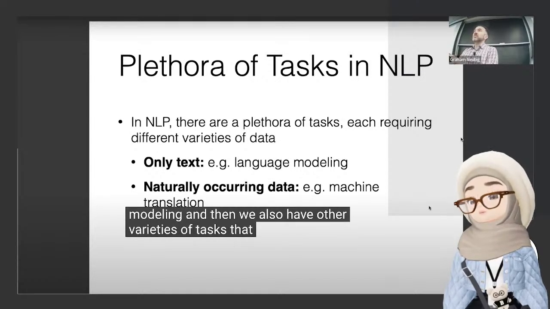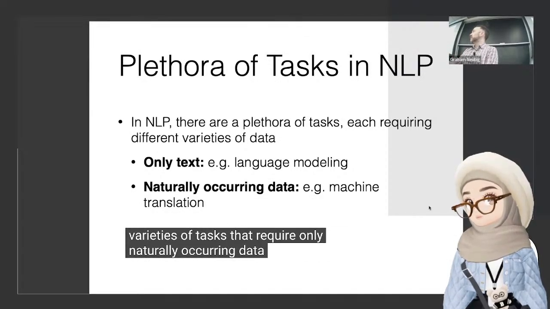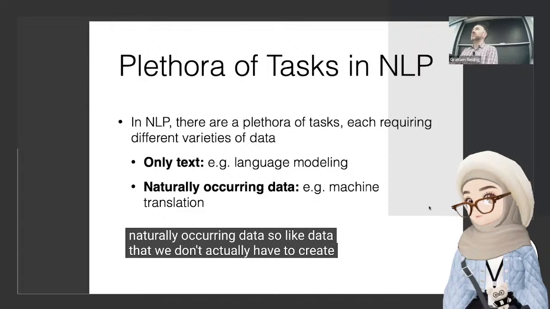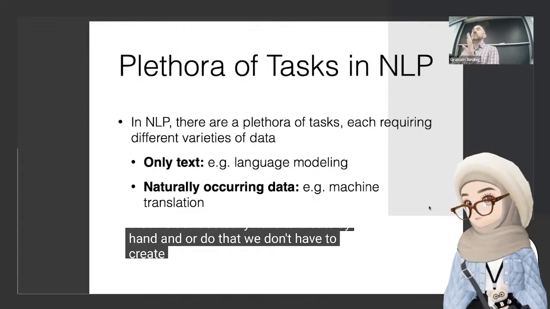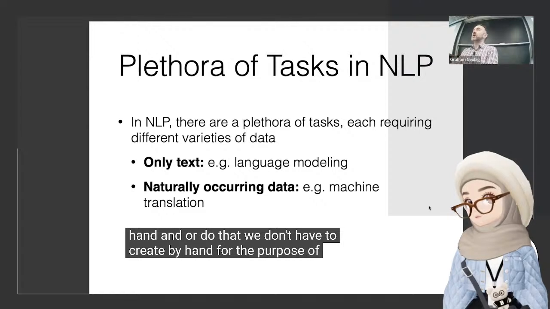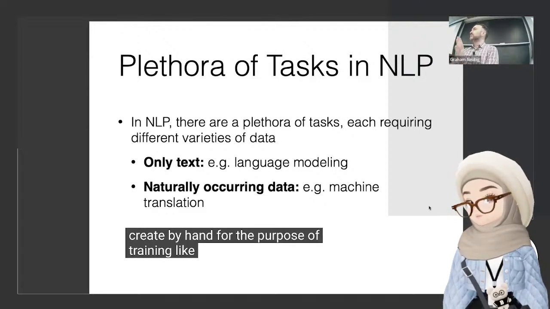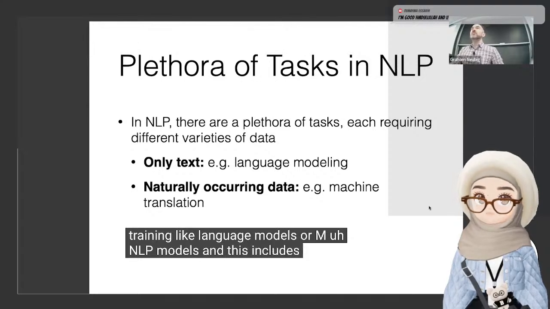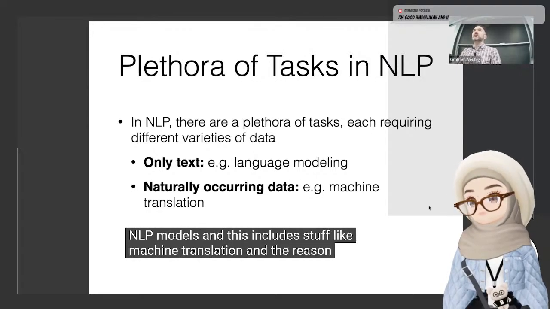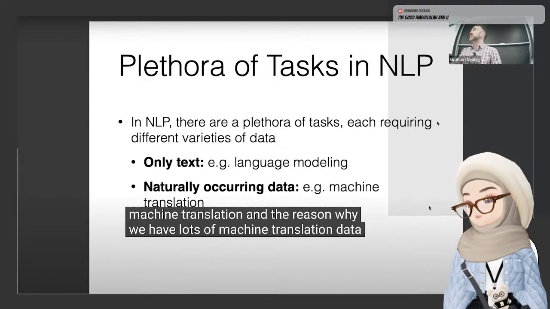Varieties of tasks that require only naturally occurring data. So like data that we don't actually have to create by hand. And or that we don't have to create by hand for the purpose of training like language models or NLP models. And this includes stuff like machine translation. And the reason why we have lots of machine translation data.